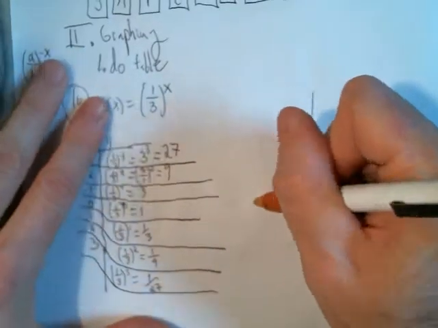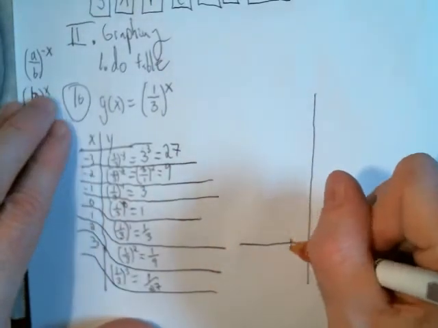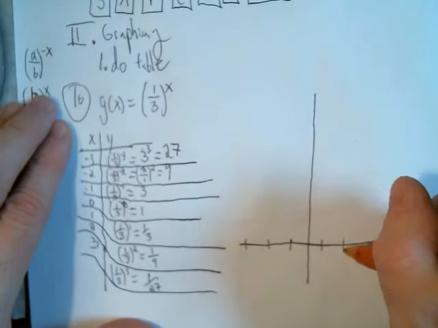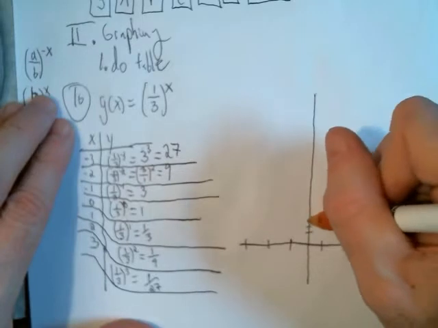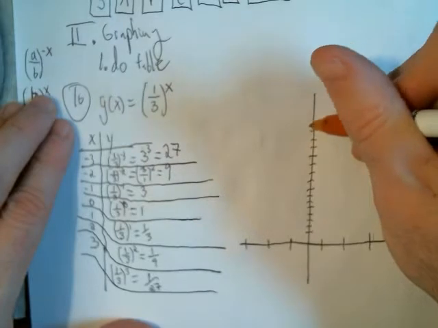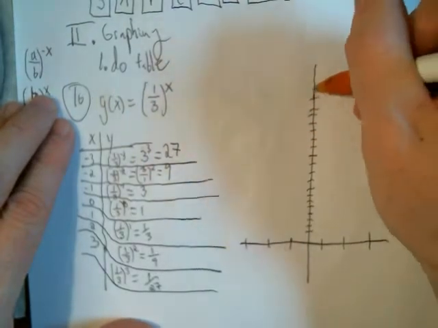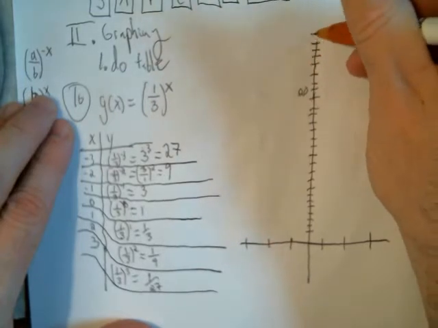Okay, so we want to take all these points and then plot them. I'm going to come over here to my XY plane. Need a lot of room on the y-axis, right? So going 1, 2, 3. 1, 2, 3. Okay, so 1, 2, 3, 4, 5, 6, 7, 8, 9, 10, 11, 12, 13, 14, 15, 16, 17, 18, 19, 20, 21, 22, 23, 24, 25, 26, 27.